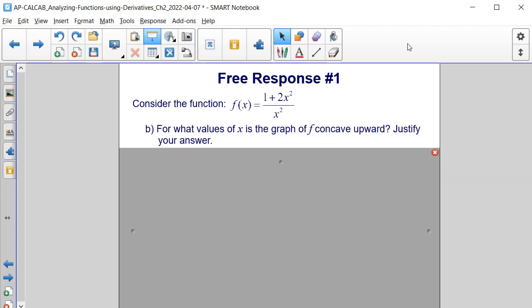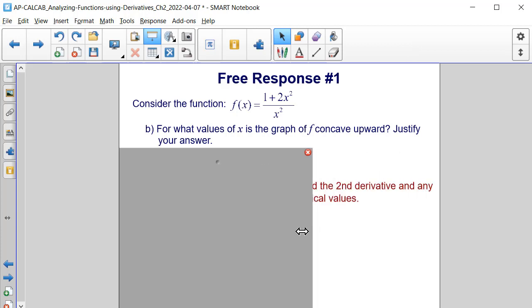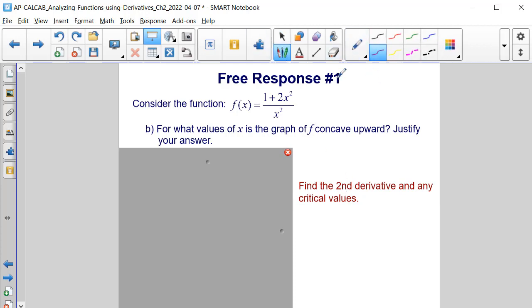Now let's look at part B. For what values of x is the graph of f concave upward? Justify your answer. Well, concavity is found using the second derivative. So let's start there. We're going to find the second derivative and any critical values from it. And in part A, we found that f prime of x, or the first derivative, is equal to negative 2 divided by x to the 3rd.